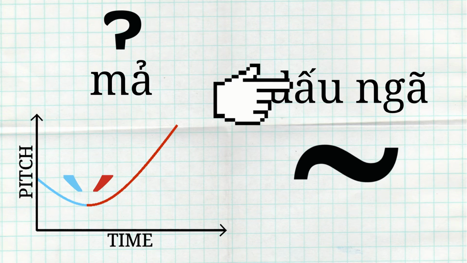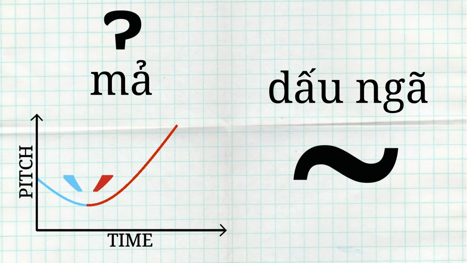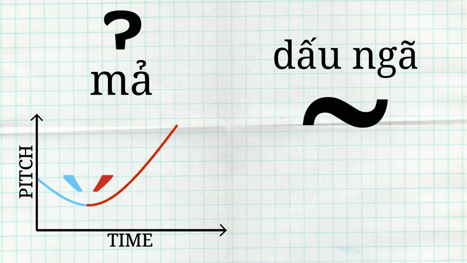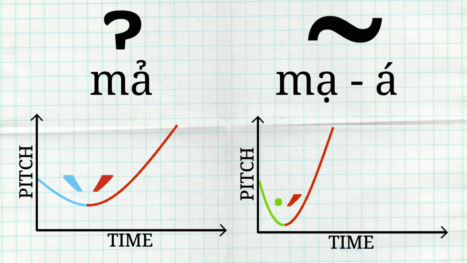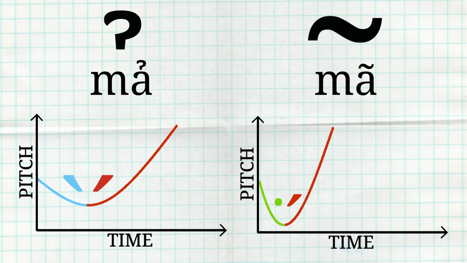Ngã means to fall or topple, which is why dấu ngã looks like it's been pushed over. Dấu ngã can be thought of as a dấu nặng followed by a dấu sắc. Here's an example. Mã á, mã á, mã.